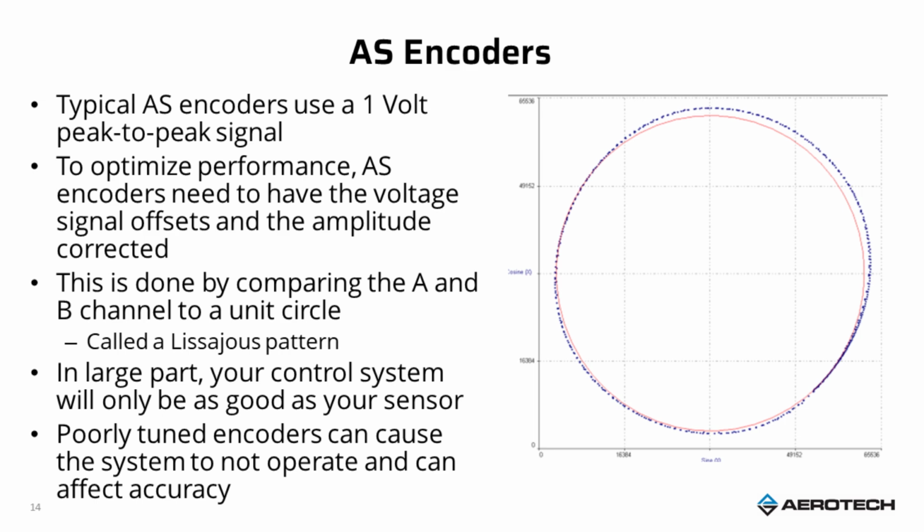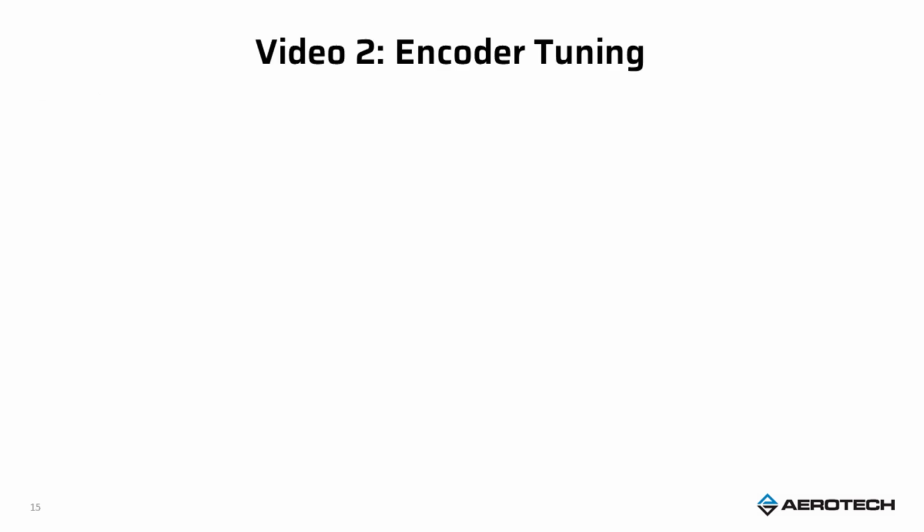Remember, if you can't count, if you can't sense your system, then really you can't do anything. So I always start there. Start with the encoder, make sure it's tuned, make sure you're counting correctly, make sure it's the right number of counts per revolution before you start changing any gains or anything else, because if you can't count, you can't move. So we'll show you a small video of doing some encoder tuning.